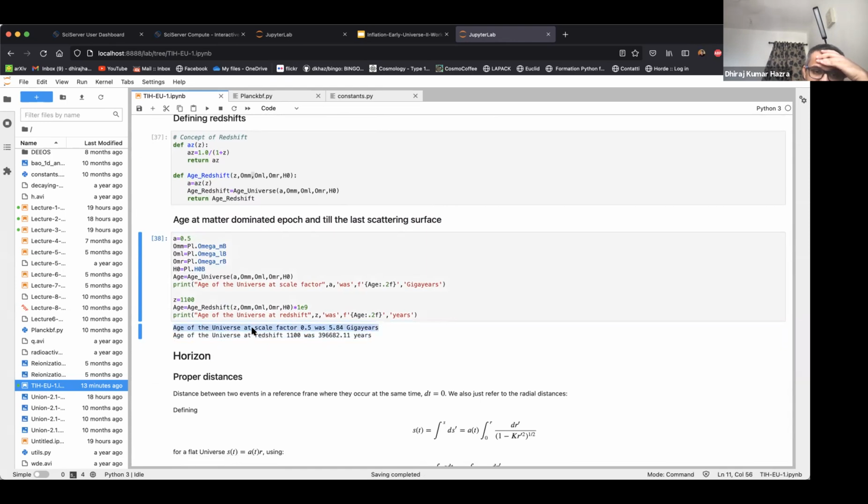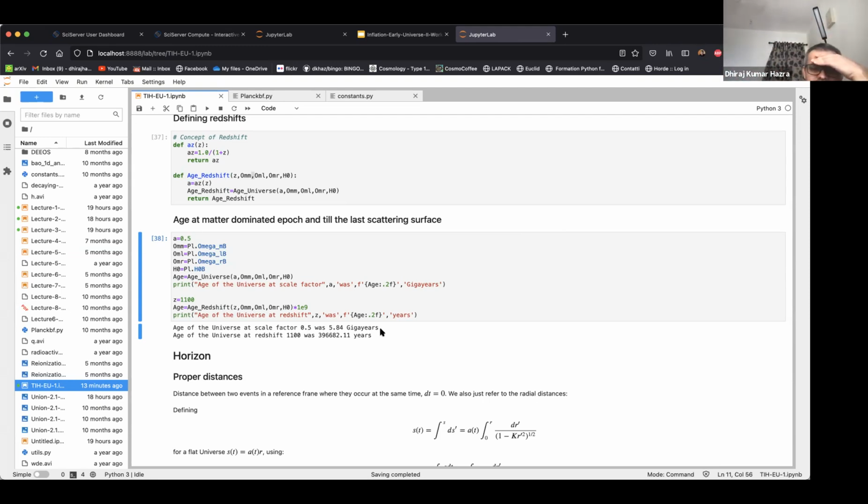The age of the universe when the scale factor was 0.5 was 5.84 giga years. Okay, so you see 0.5 was when z was 1, since a is 1 by 1 plus z. So z was 1, so it was nearly the transition between the matter and the dark energy dominated epoch. So you see the age of the universe was only 5.84, right? So nearly 8 or 9 giga years have passed between redshift 1 and today.